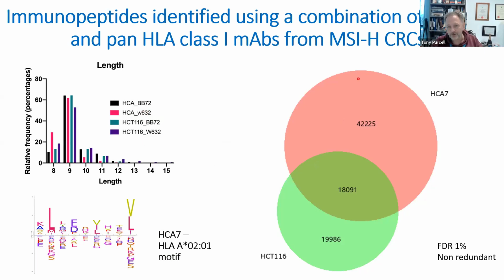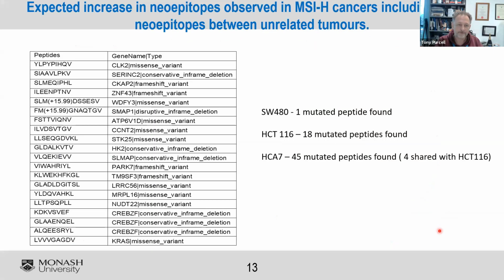Again, what you can see is we get quite good numbers of bound peptides for both cell lines. And because they share HLA molecules, in particular, share HLA-A2, we do see quite a good overlap in identified peptides between these two cell lines. Again, relatively stringent 1% false discovery rate cutoff.